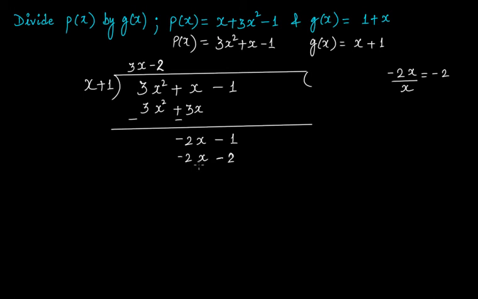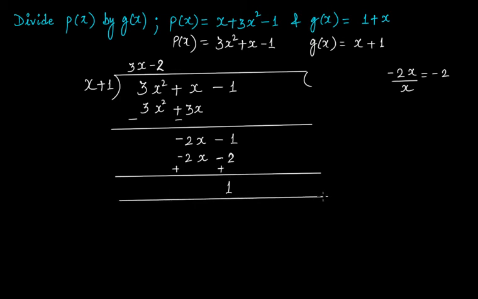Now the basic concept of division says that you have to perform subtraction. So here you have a minus sign, this becomes plus. Here you have a minus sign, this becomes plus. From here you get 1, right? So this is your remainder, in this case 1.